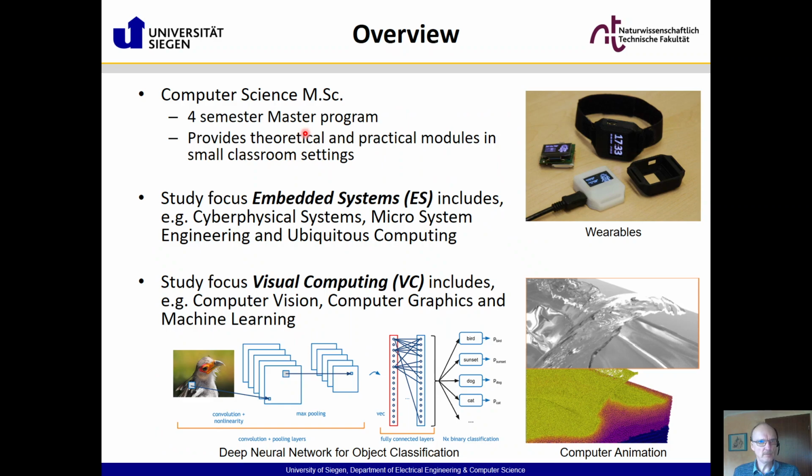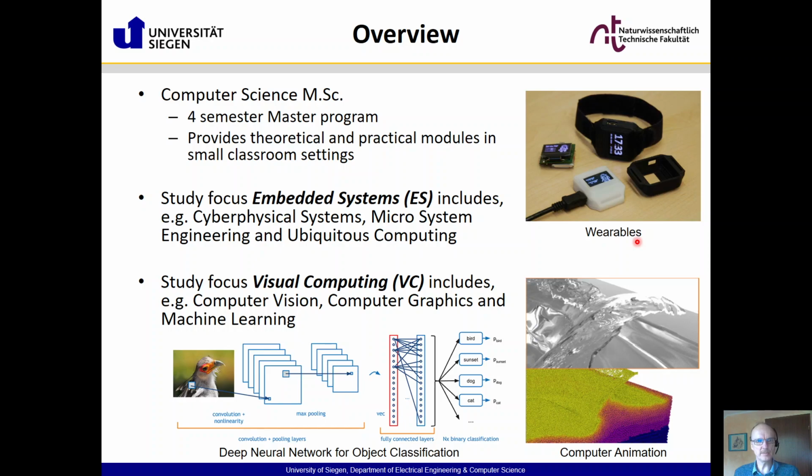To give a first overview, our Computer Science Master is a scientific master over 4 semesters, and it provides a theoretical and practical education in small classroom settings. We have two study foci, which is embedded systems and visual computing, one of which has to be chosen by the students. Embedded systems, for instance, comprises studies in the context of cyber-physical systems or also ubiquitous computing and microsystem engineering, as you can see here depicted by these variables.